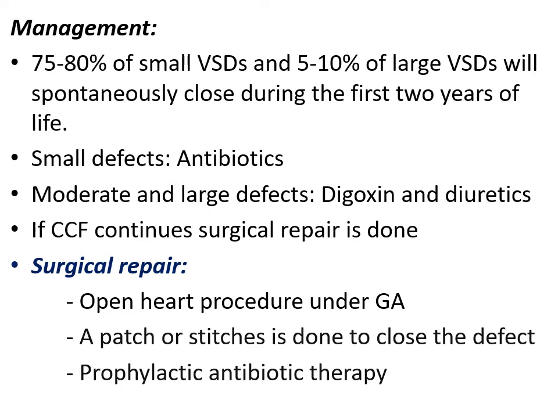Coming to the management, 75 to 80% of small VSDs and 5 to 10% of large VSDs will spontaneously close during the first 2 years of life. So the child will be asymptomatic and does not need any management. In some cases, antibiotics are given to prevent infection, endocarditis, or pulmonary infections. For moderate and large defects, the child is given digoxin and diuretics.